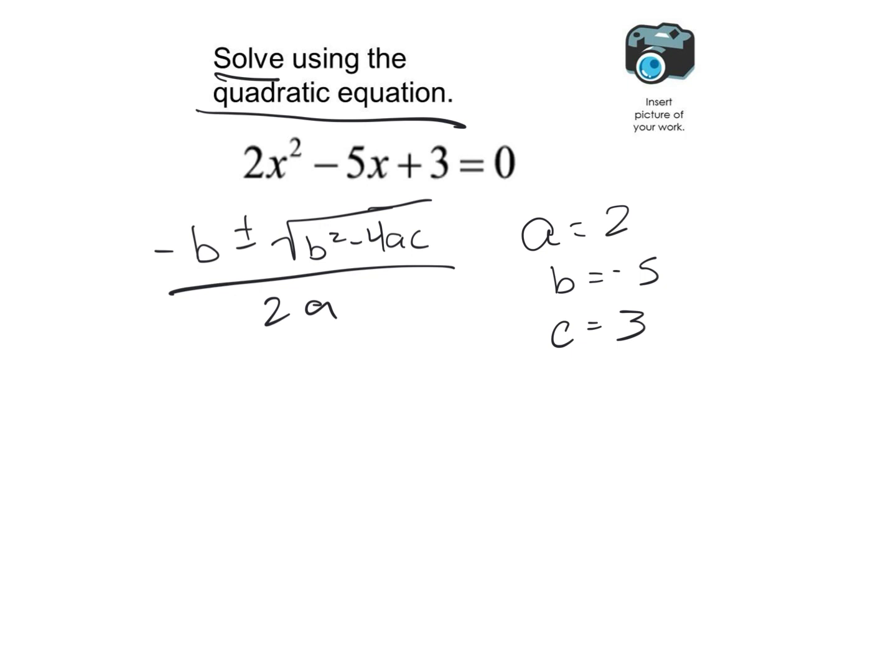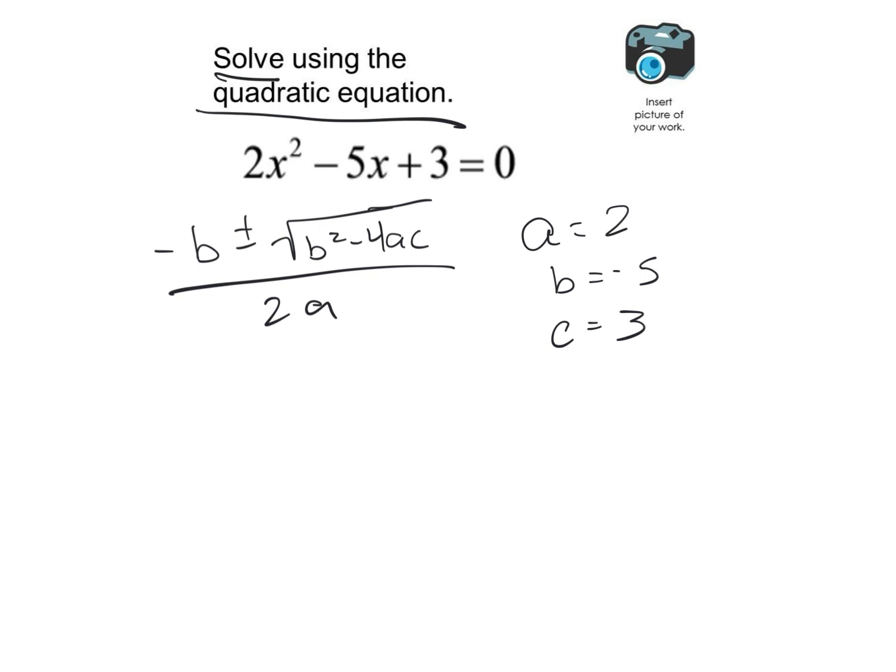Okay, if you're hitting play, it's because you have the right answer. Do you have 1.5 and 1, x equals 1.5 and x equals 1? If you do, you can move on to the next slide. If you do not, let's figure out what's going on.